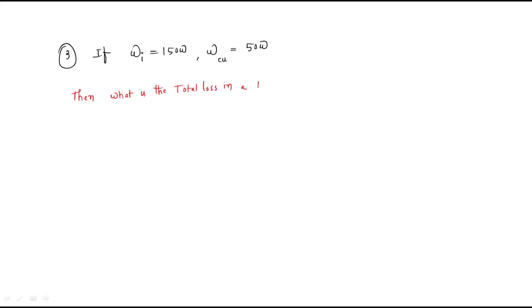And the next question is, if Wi is equal to 150 watts and copper loss content is equal to 50 watts, then the question is, what is the total loss in a transformer at maximum efficiency? What is the total loss in a transformer at a maximum efficiency?